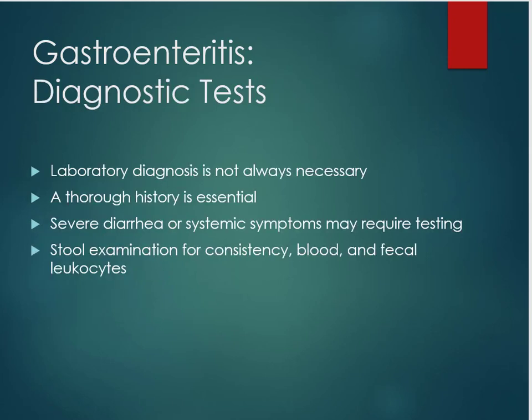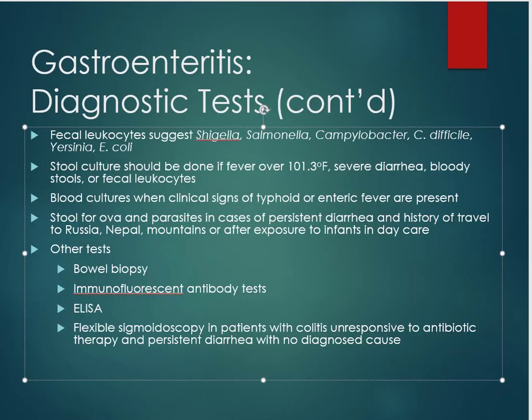A thorough history is very important and can help with what other diagnostic tests you may need, even though labs may not always be necessary. Those with severe diarrhea or systemic symptoms may require testing, and with diarrhea, examining the stool for consistency, blood, and fecal leukocytes is important. Under diagnostic tests, if your stool sample shows some fecal leukocytes, then it might be suggestive of Shigella, Salmonella, C. diff, E. coli, etc. Stool cultures should be done if there's a fever over 101.3, severe diarrhea, or blood has been noted in the stool.